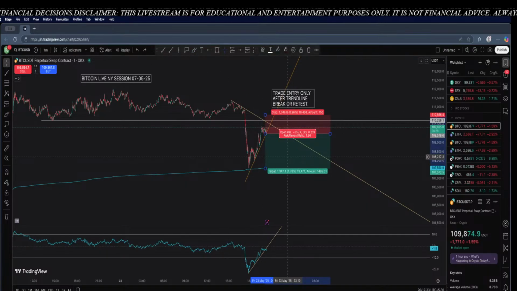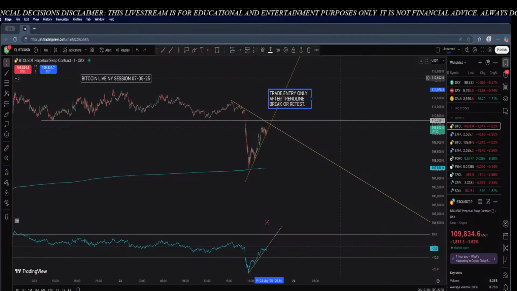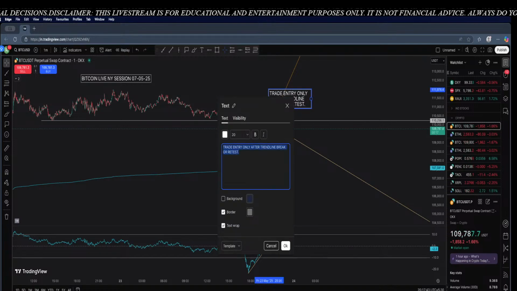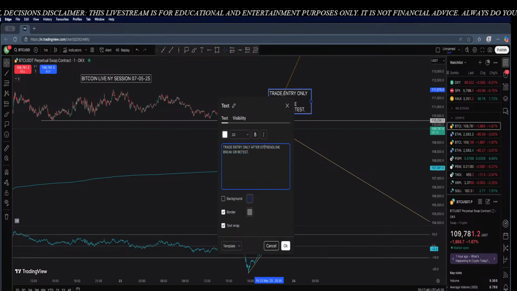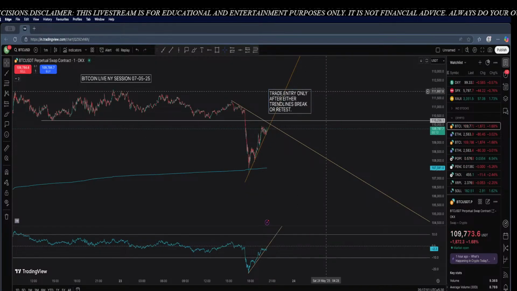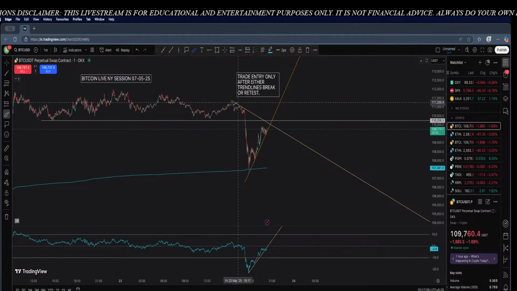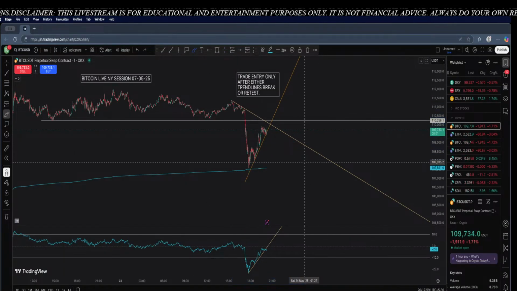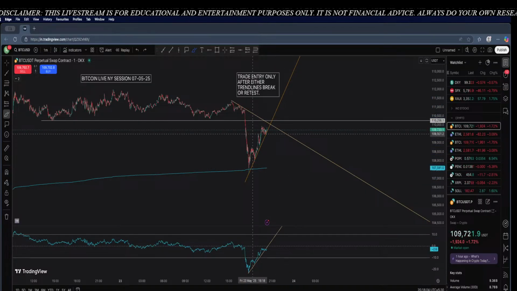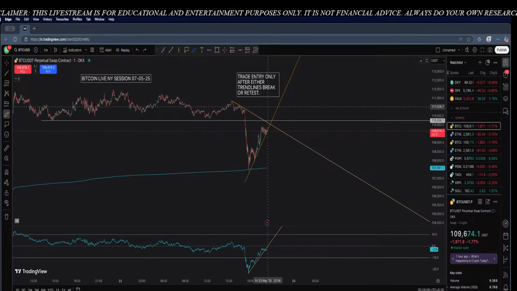So at the moment, let me get rid of this so we can just wait. Trade entry only after the trend line, either trend line. It's quite simple, which means it's either we break out of this upper trend line, or we break down from the lower one. Either or, right? As soon as we get a break of these, then we start looking forward to taking a trade.